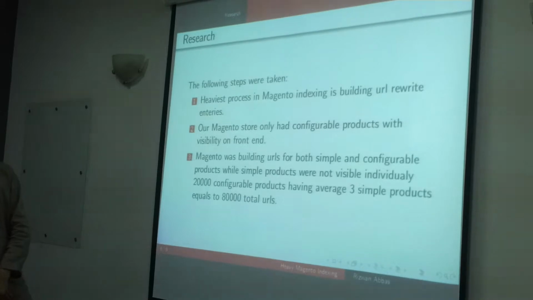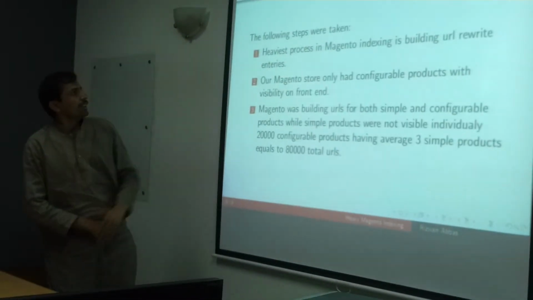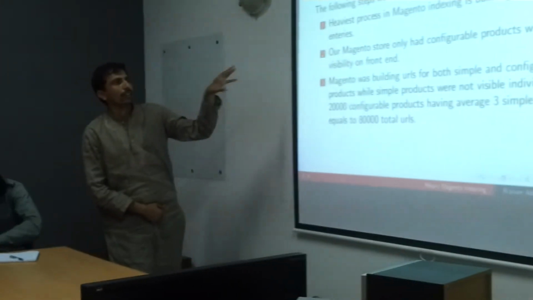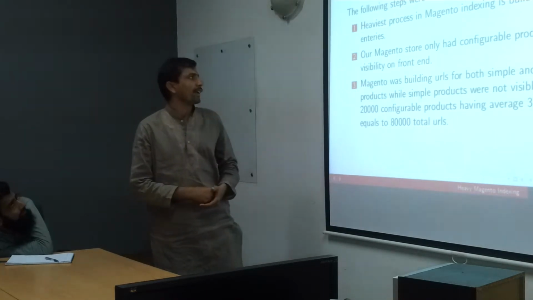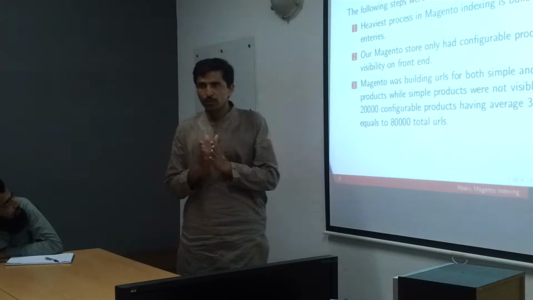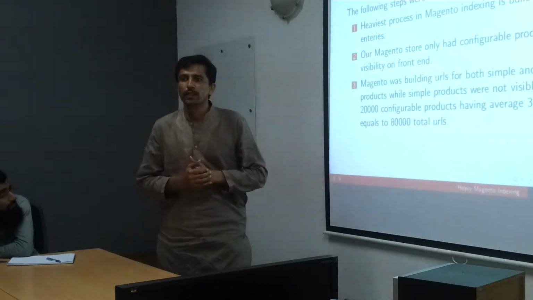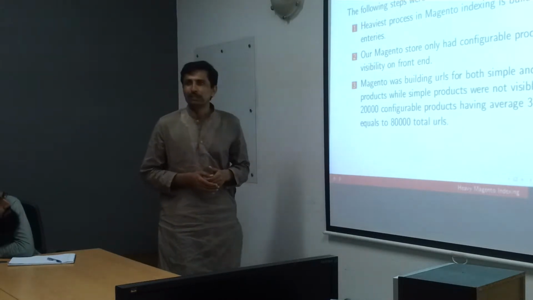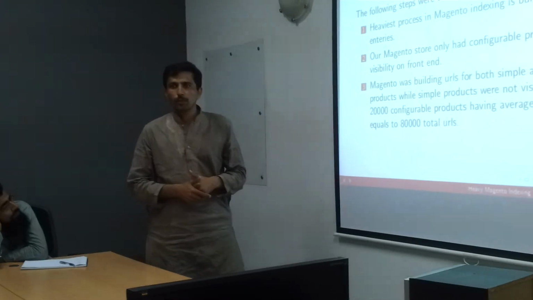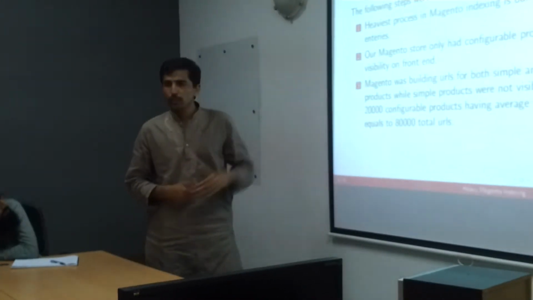Okay. So the following steps were taken. In the research, the heaviest process in Magento indexing, as I discussed earlier, was URL rewrite. Our Magento store was only displaying the configurable products on the front end. Simple products were not displaying on the front end. They were basically configured with the configurable product, and their visibility was not visible individually.